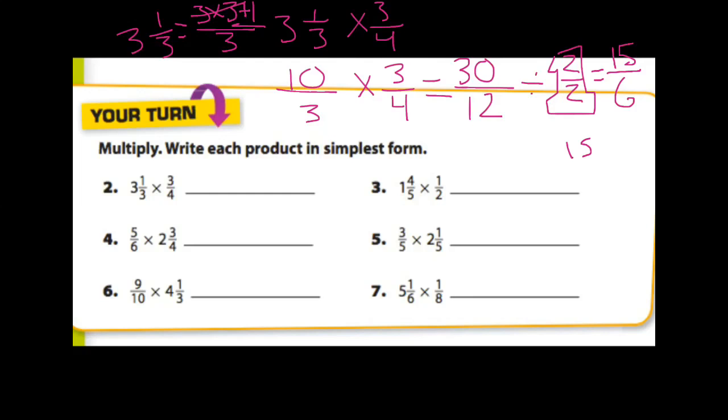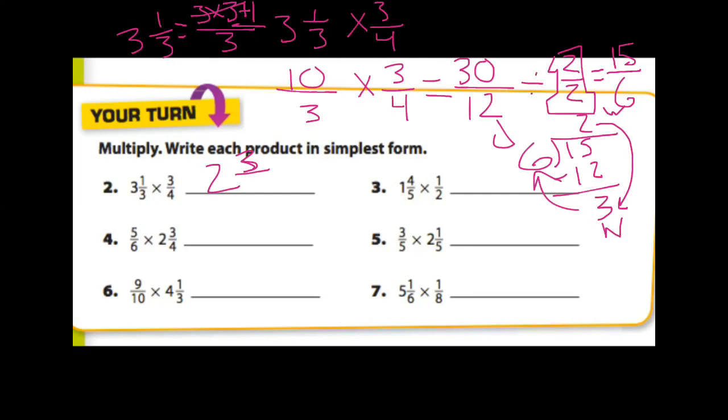But if I want to make it even better, I can do first in, second out. 6 goes into 15 2 times. 2 times 6 is 12. And then 15 minus 12 is 3. So how would I write that? My whole number, my numerator, and my denominator. So my answer is 2 3/6, which is equal to 2 1/2. So if I simplify 3/6 using the 1z, I'm going to get 2 1/2.